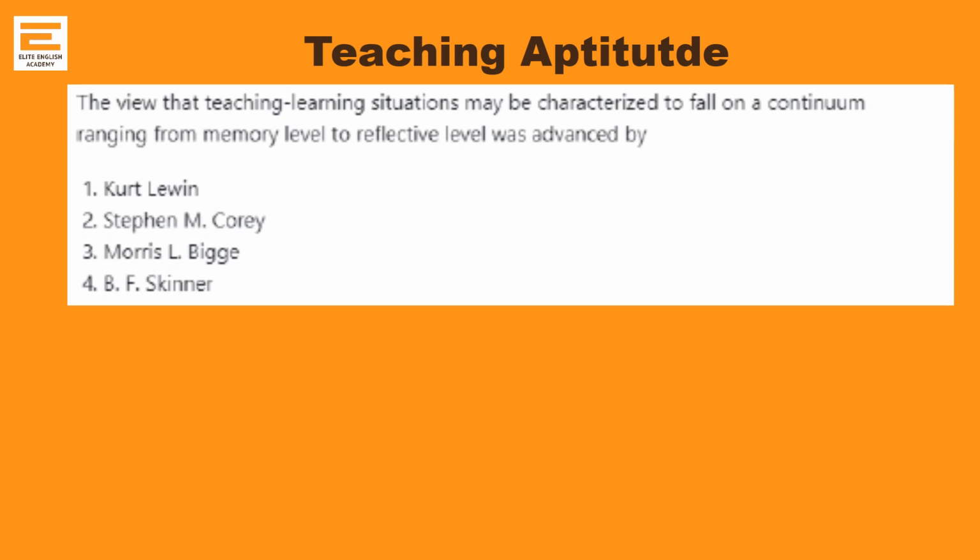It is a technical question, let me give you. So it is Stephen M. Corey. And one more thing, please make a note of it. Morris L. Bigge, you can refer to different books, and he's the person who advocated the first level, the memory level of teaching learning process, whereas the answer for us is Stephen M. Corey.